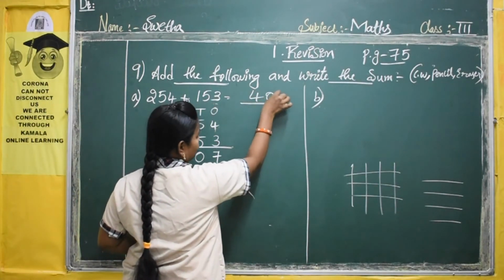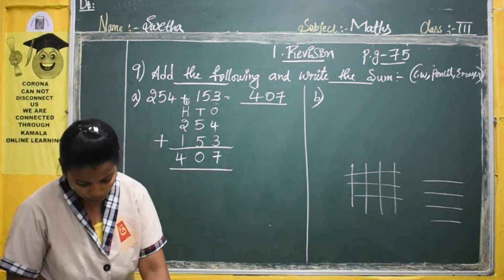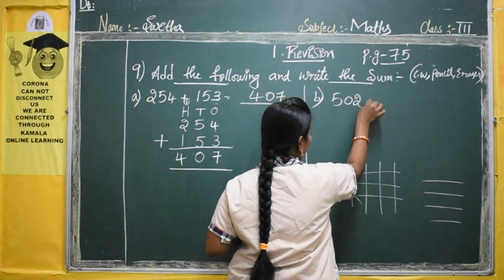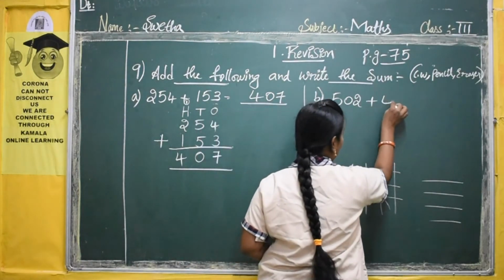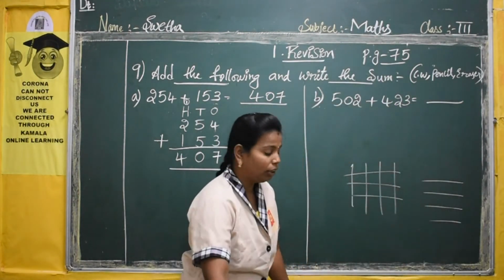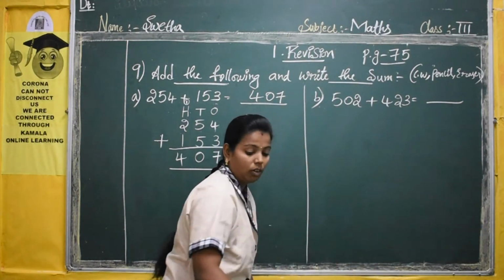407. So write the answer here again. Okay. Now we will move on to the next problem. This is also in the same way. The question is 502 plus 423. The method you have to follow here will be same. Okay.